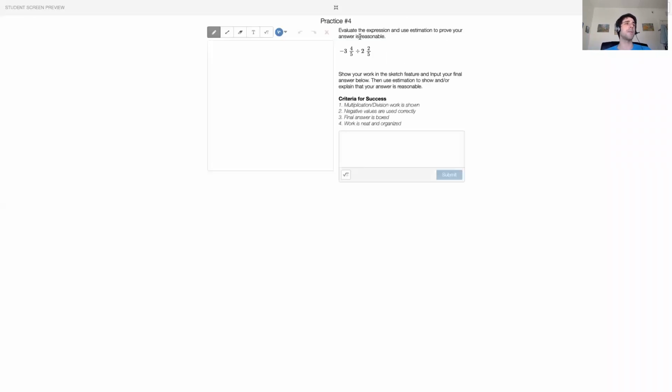And then our final practice problem here is negative 3 4/5 divided by 2 2/5. So that's going to be practice problem number 4. All right, this time we're using fractions. Let's make sure we're converting these both into improper fractions. Going to write that out for us. Improper fractions before we actually get into dividing. And then we're going to have to do keep, change, flip. Just a little review there.